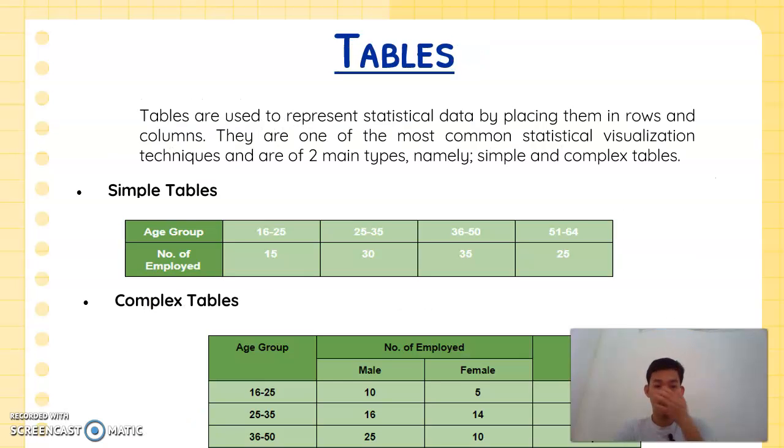Next, about the table. What is a table? Tables are used to represent statistical data by placing them in rows and columns. They are one of the most common statistical visualization techniques and there are two main types, namely simple tables and complex tables. Usually, a simple table has basic characteristics, but the complex table is for data that is very complete.